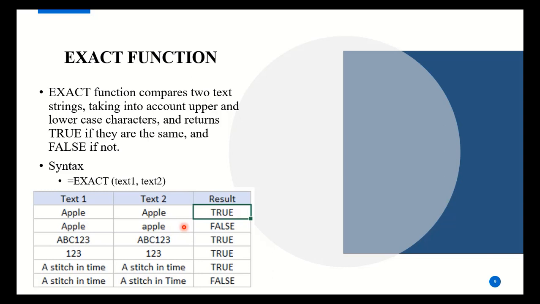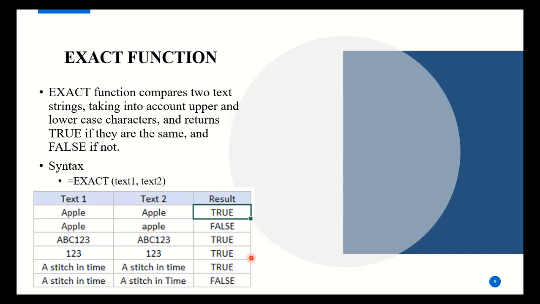It returns true only if both of them have the same capital letters, the same small letters, and the same words. ABC 123, ABC 123, returns true. This is the same word, so it returns true. But why does this one return false? You see, "a stitch in time" looks the same, but this time it starts with a capital letter T and this one with a small letter, right? So it fails.